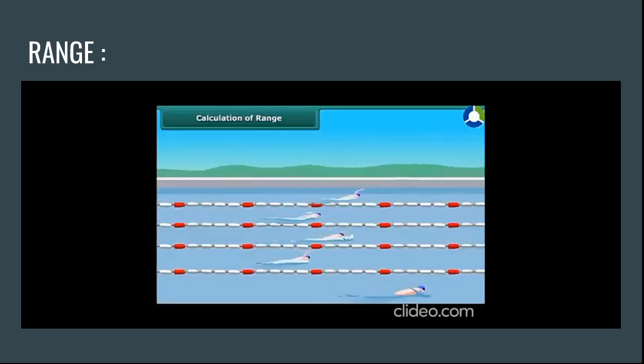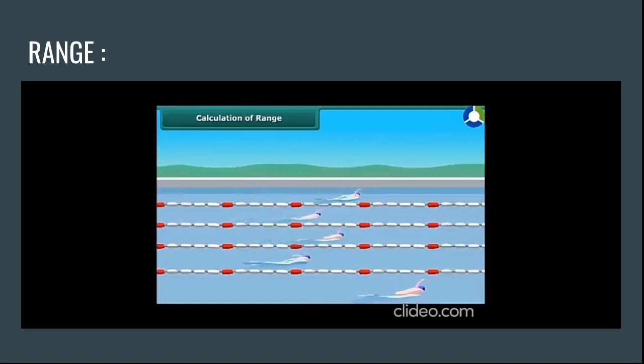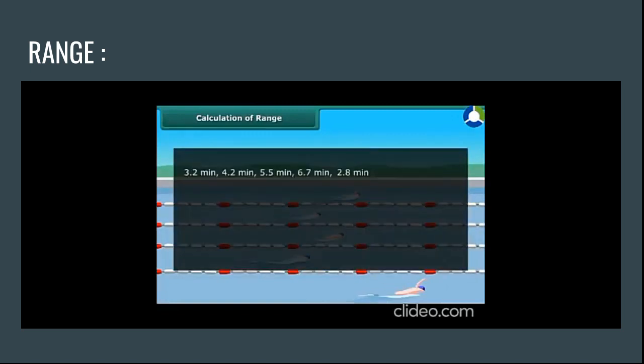Let us see one more example. Here some swimmers are swimming and their swimming times are 3.2 minutes, 4.2 minutes, 5.5 minutes, 6.7 minutes and 2.8 minutes. We have to calculate the range of this data. First arrange it in ascending order: 2.8, 3.2, 4.2, 5.5 and 6.7. Range is highest time minus lowest time. So 6.7 minus 2.8, 3.9 minutes.